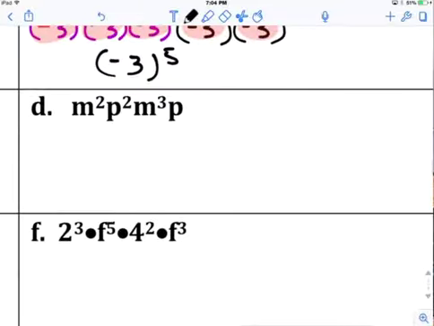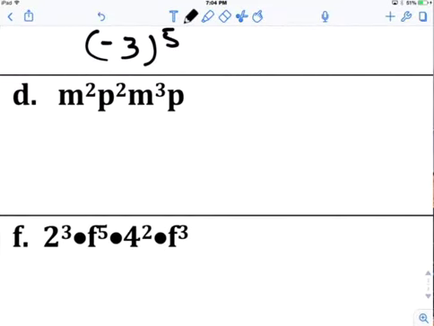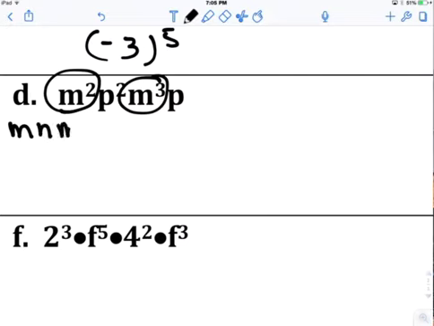Okay, this one here, you add those two together. There's m, 2m there. Use commutative property. And then 3 m's here. You get m to the 5th.